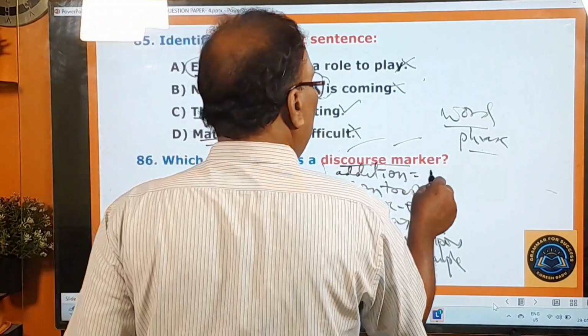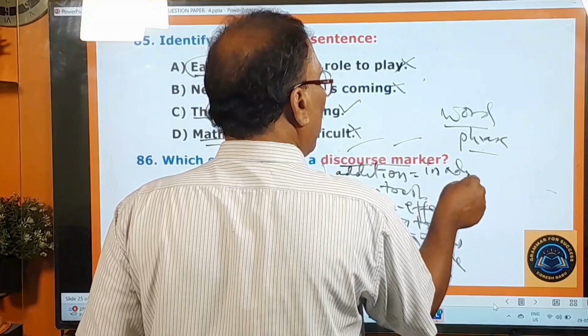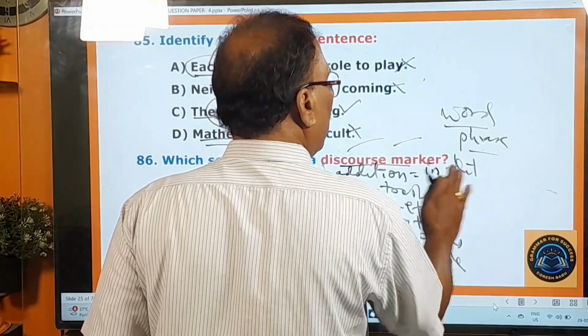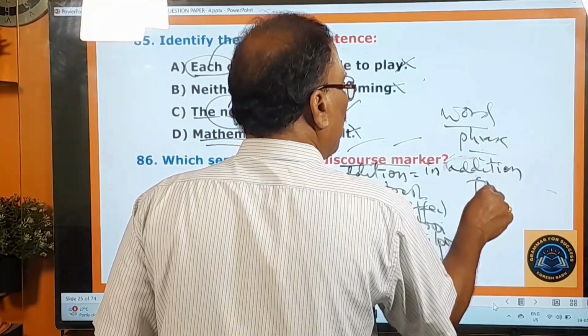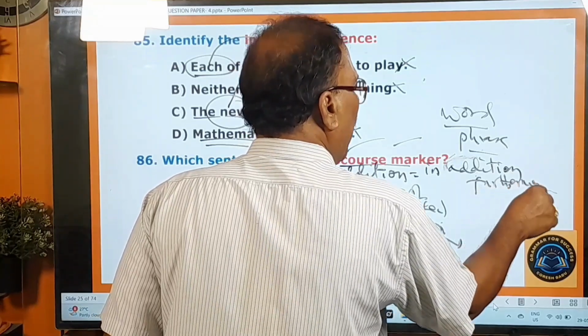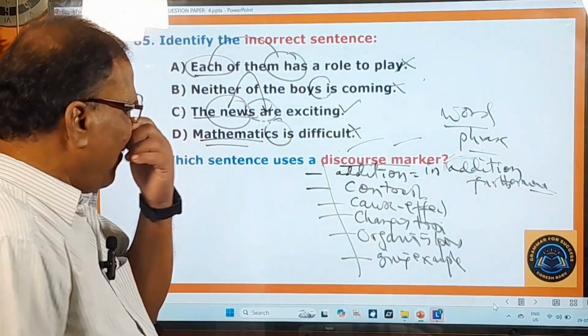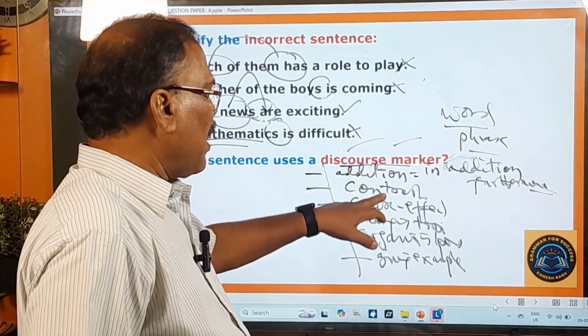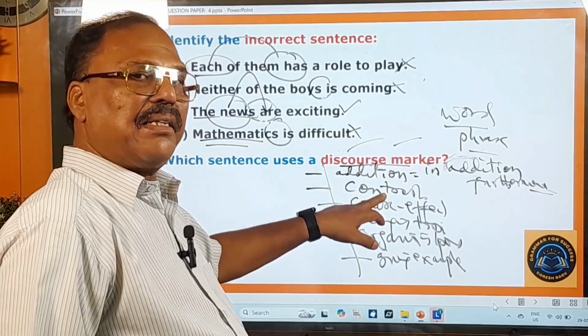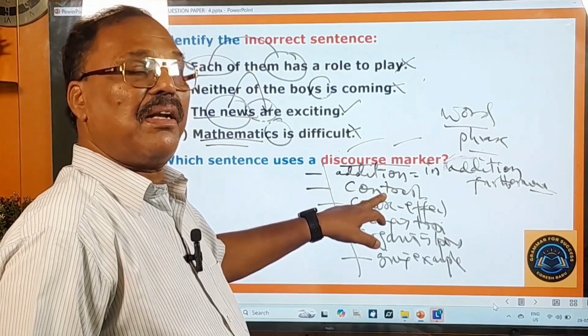Addition, what is it here? In addition, furthermore. I cannot teach all these things here: furthermore, also, moreover. They indicate addition. Contrast is like but, yet, nevertheless, however. They indicate things like these.